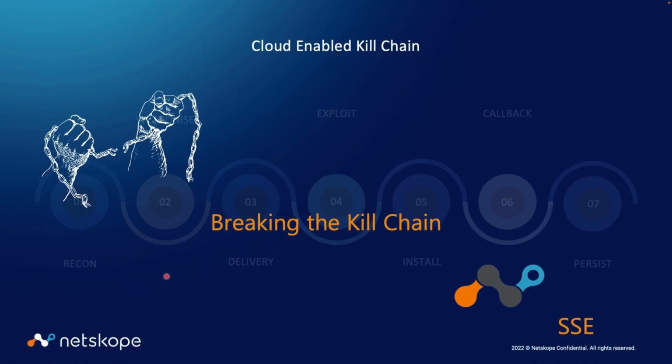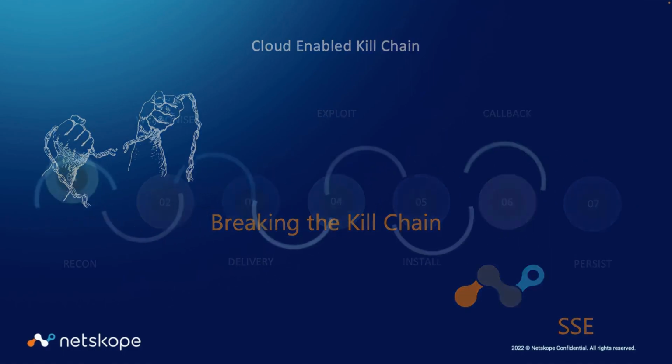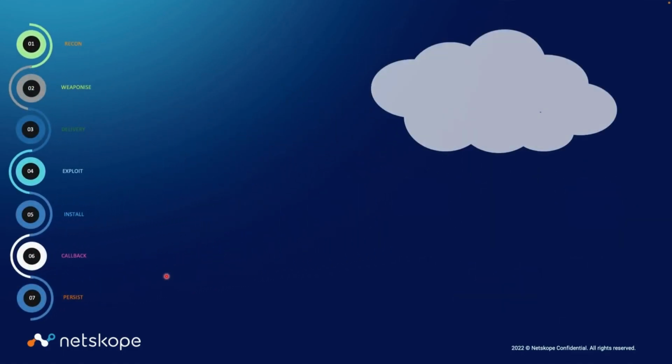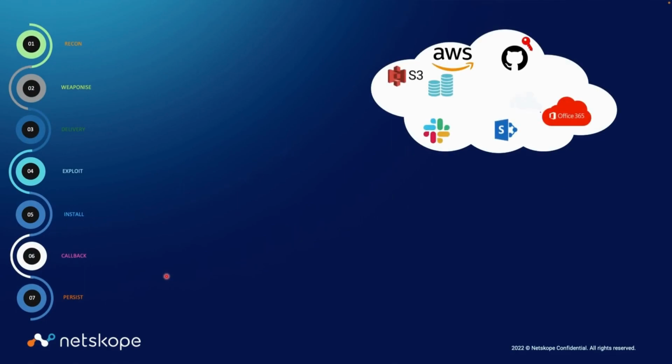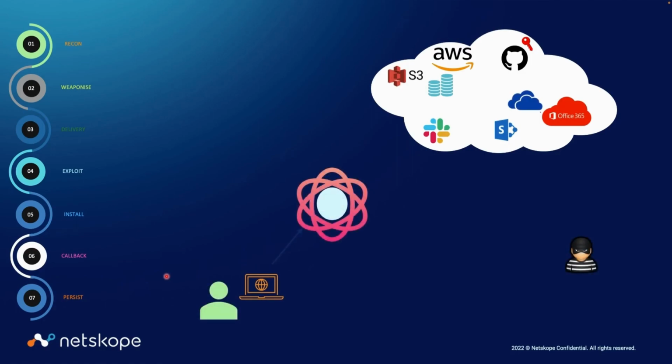Now that we have an understanding of the cloud-enabled Cyberkill chain, let's see how Netskope's SSE platform can help you break it, reduce the attack surface, and secure your users and the cloud-hosted environment. Consider an organization which is using AWS, GitHub, Office 365, and a couple of other SaaS applications for their business. They are also collaborating with third parties via SharePoint.